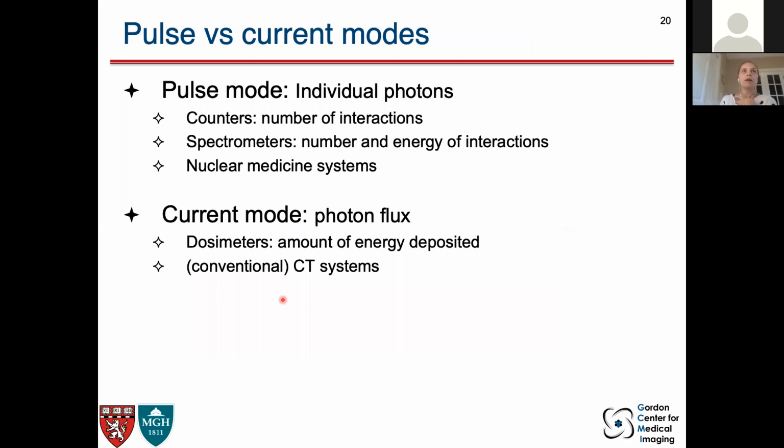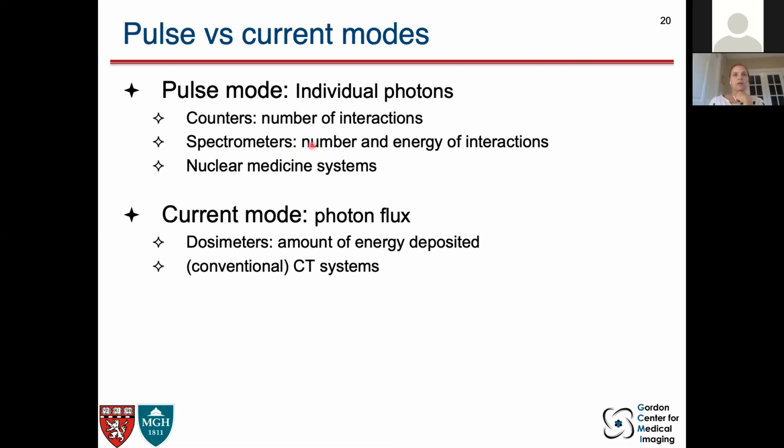So a detector system can be operated either in pulse mode or in current mode, depending on the type of detector and the application that you have. In pulse mode, you will get an individual pulse as a response to each incoming radiation quanta, or each gamma photon in this case. There are different types of detection systems that use detectors operated in pulse mode. You have counters that simply measure the number of interactions in the detector without providing any information about the energy of the incoming radiation. And then you have spectrometers that measure both the number of interactions and also the energy of individual radiation quanta, or photons in this case.